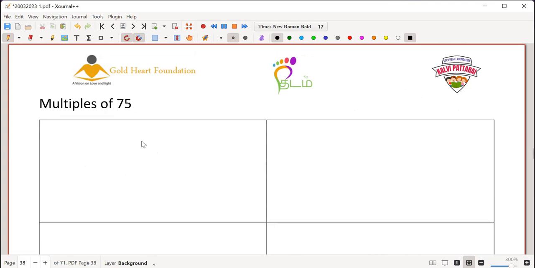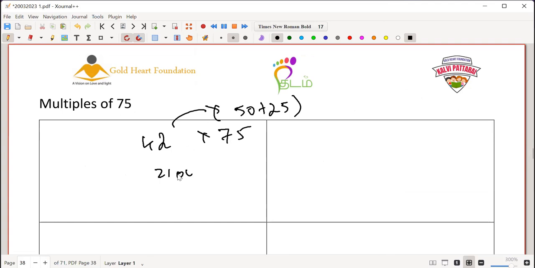If it's 75, 42 into 75. 75 can be written as 50 plus 25. The number into 50 is half of it and into 100. Right? 21 double 0. Into 25 is half of 50. Right? So 1050. 3150.